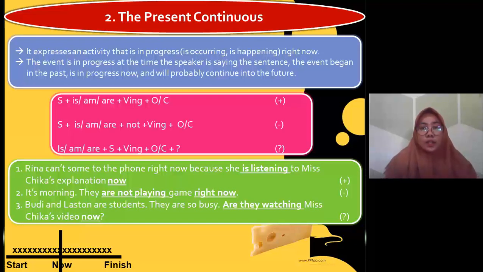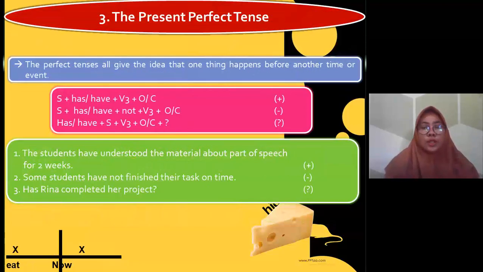That's about the present continuous. So the keyword is to be plus verb ing. Okay, the to be depends on the subject. Next one, for the third part is the present perfect tense.